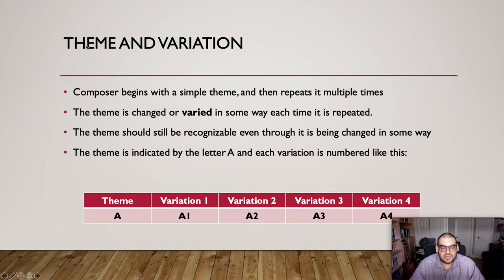So let's look at our last form, theme and variation. The composer typically begins with a simple theme, so we have A, and then repeats it multiple times throughout. But the theme is changed or varied in some way each time, but that main thematic tune is always there. The theme should still be recognizable even though it is being changed in some way. The theme here is recognized by the letter A, and the variations are the numbers, but the theme is always there.